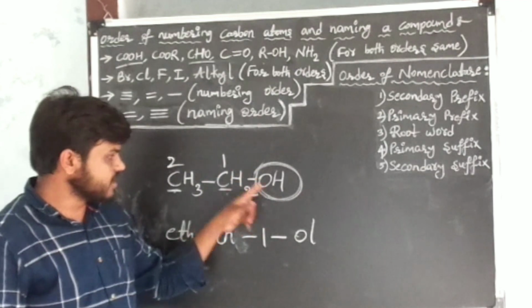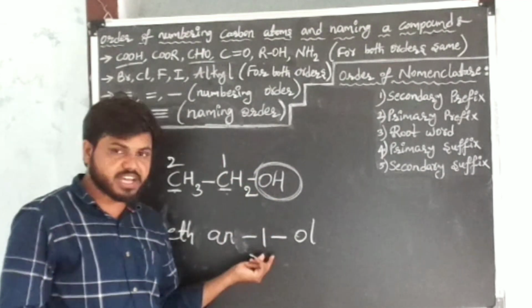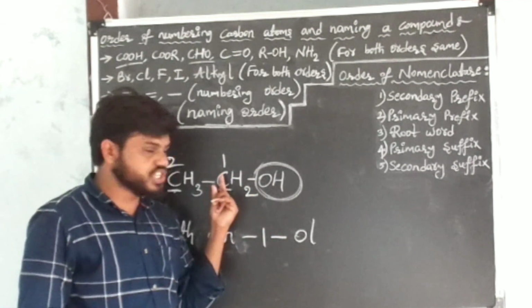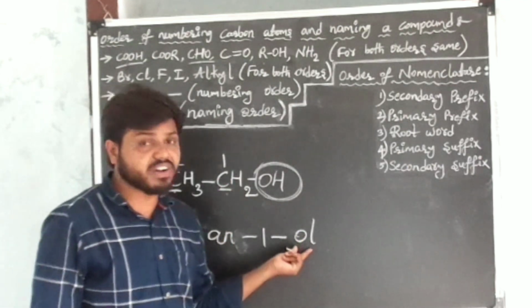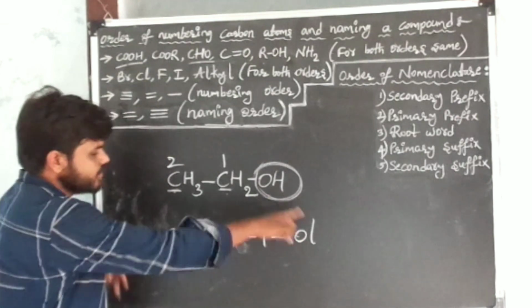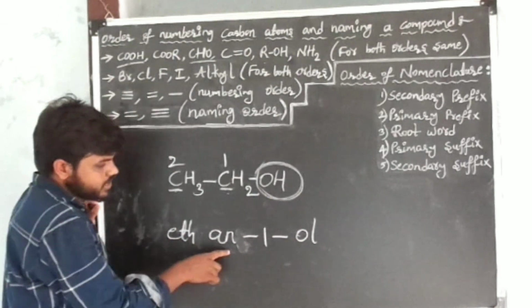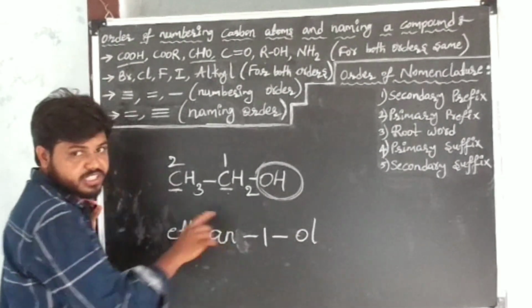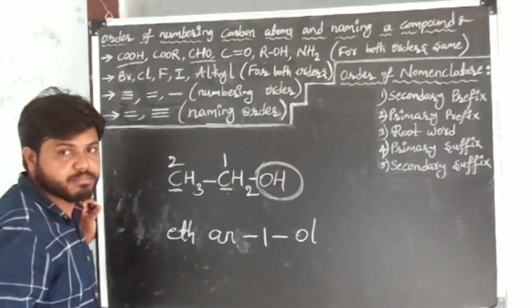Write the position of the alcohol. Position of alcohol is what? 1. I have written the position. After writing the position, write the suffix of alcohol, that is ol. Now this is our required IUPAC name, that is ethan-1-ol. Ethan-1-ol is the IUPAC name of the given carbon compound.